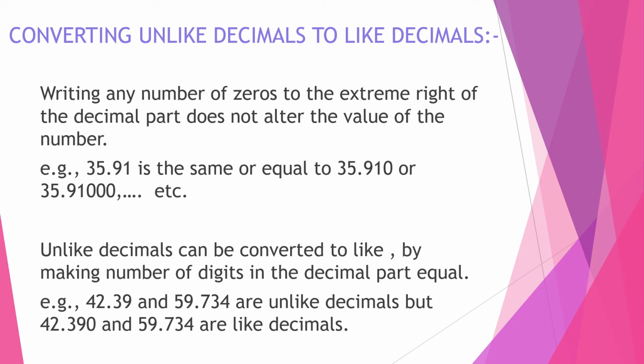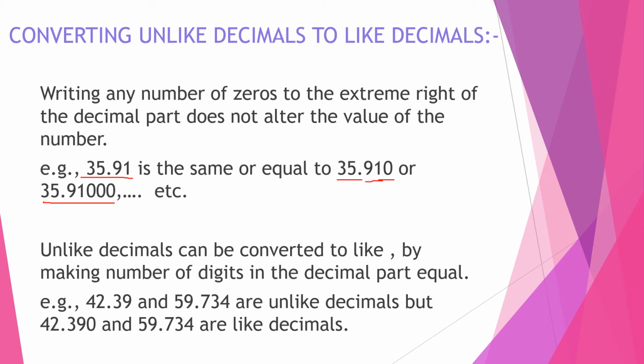Okay children, now we saw the types of decimals, that is unlike and like decimals. So is it possible to convert unlike decimals to like decimals? Yes. But before seeing that, we'll see one property related to decimals. So which is that property? Writing any number of zeros to the extreme right of the decimal part does not alter the value of the number. Means what? See here, for example, 35.91 is the same or equal to 35.910, or 35.91000. That means we can add as many zeros as we want to the extreme right of the decimal part. It doesn't change the value of that number.